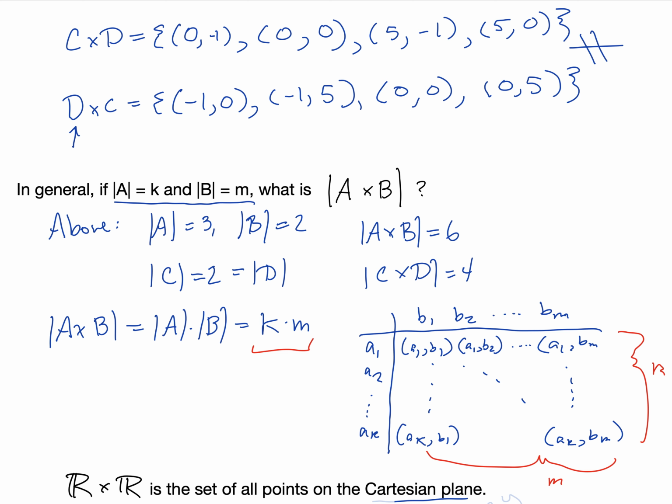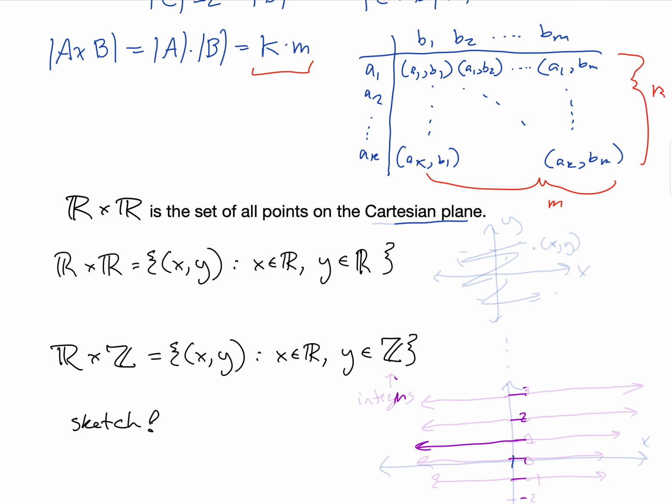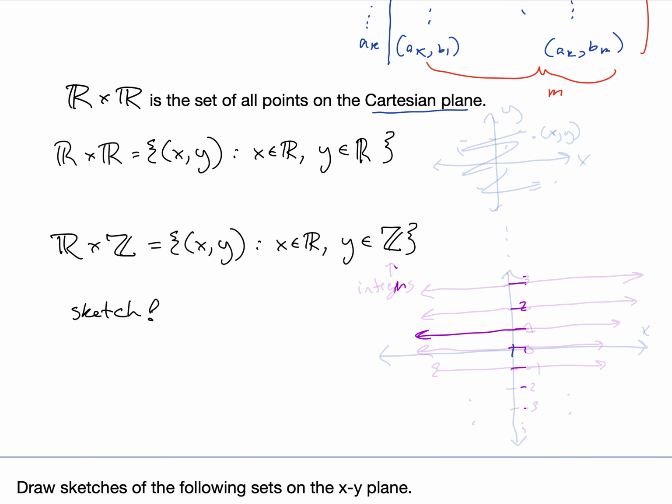A Cartesian product you're probably familiar with is the Cartesian plane. That's the xy plane, and R cross R is the set of all points on the Cartesian plane. If we take the standard approach that the x-axis gives the first value in the ordered pair and the y-axis gives the second value, then this is all points x, y such that x is in the real numbers and y is in the real numbers. So it's everything on that set. We can't really draw it, it's everything.